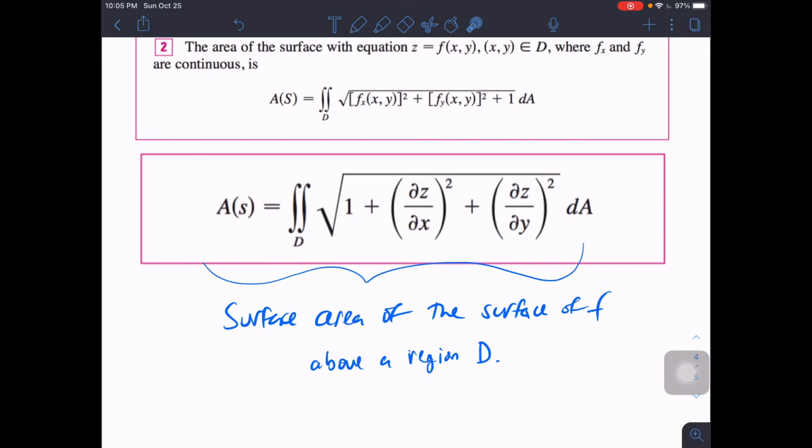And so you don't integrate the function. Okay? You're not integrating the function. You have to take the double integral of the square root, and then take the partial derivatives of this function with respect to x and with respect to y, square them, plus 1, and then this is a function that you need to double integrate in order to get that surface area. All right? So this is the construction of it.